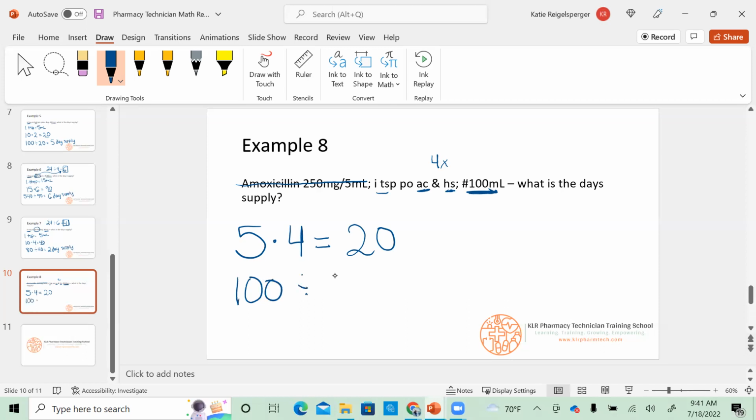We're going to divide that by the amount the patient is supposed to take every day. 100 divided by 20 equals, if you got 5 days supply, you are correct.